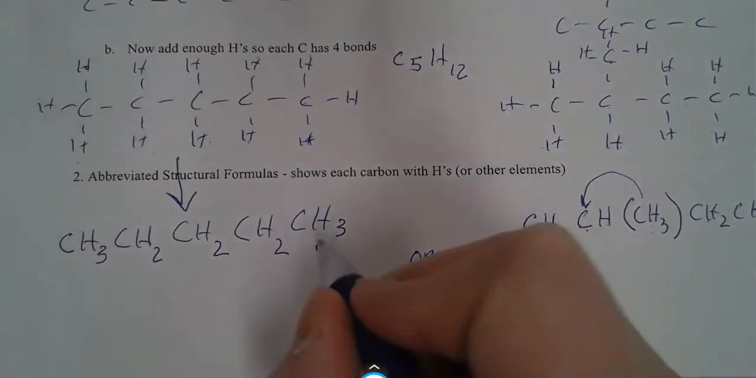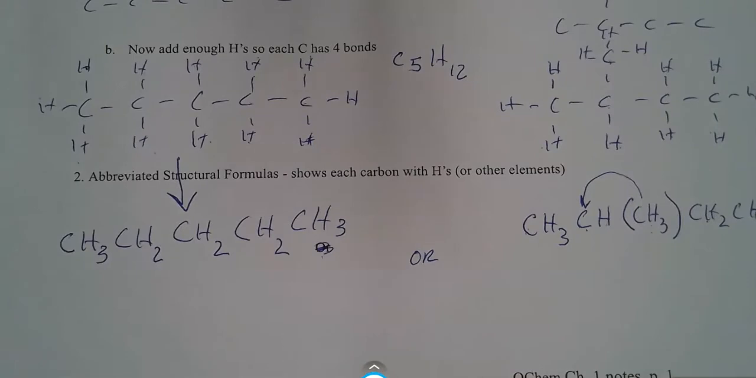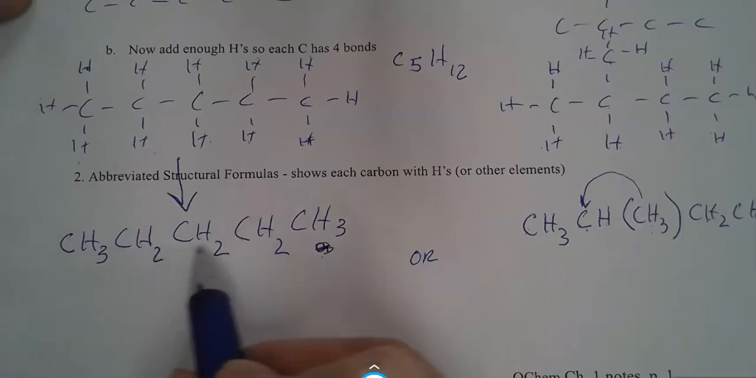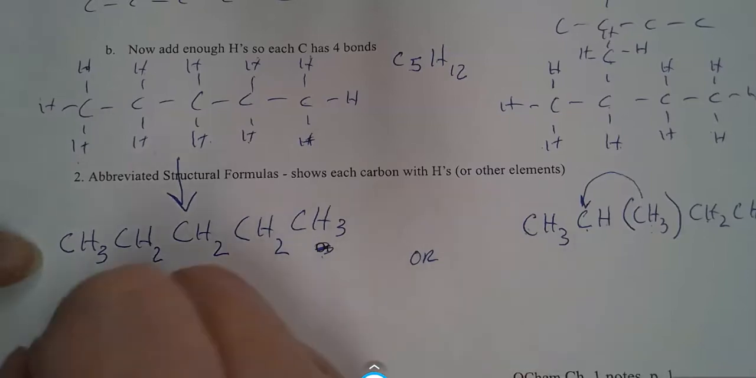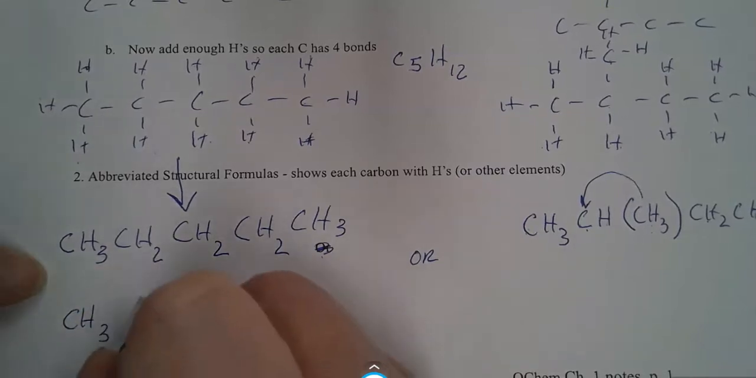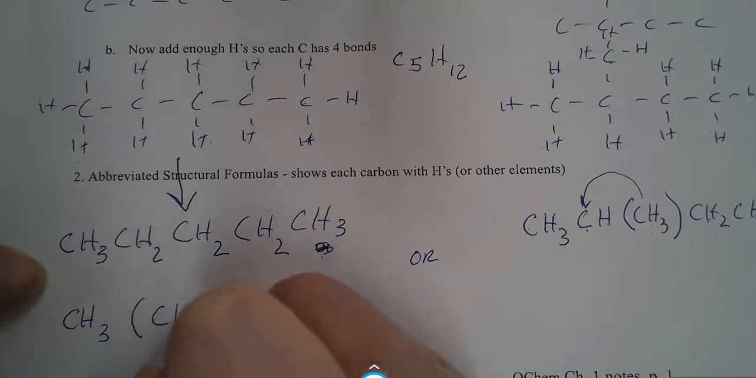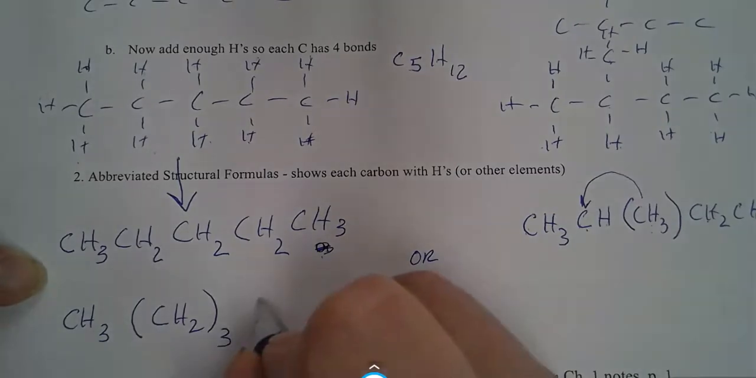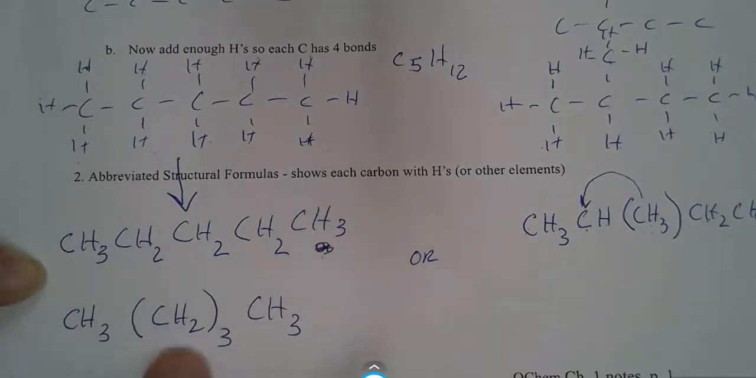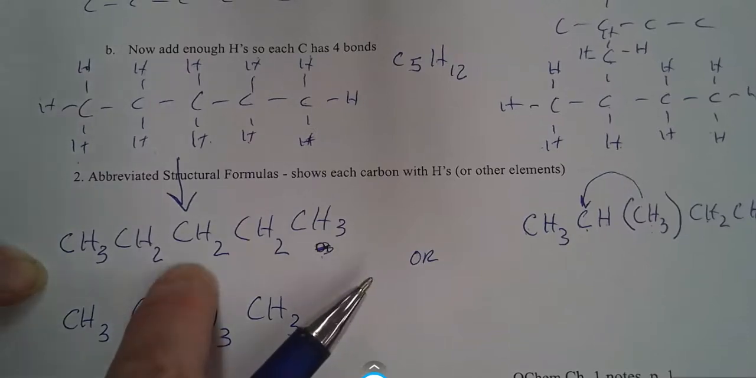There is yet another abbreviated structural formula. It's an abbreviation of the abbreviated chemical formula or structural formula. So what the heck does that mean? Well, if you see a whole bunch of the same things together, just like this, I see 3 CH2s in a row. I can abbreviate that. So I have CH3. Then I'm going to put in parentheses CH2, and how many of those do I have? 1, 2, 3. I have 3 of those. All right, and then CH3, because this is not identical to this. So this is an abbreviation of the abbreviated structural formula.